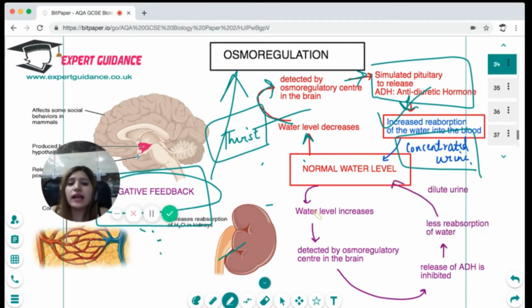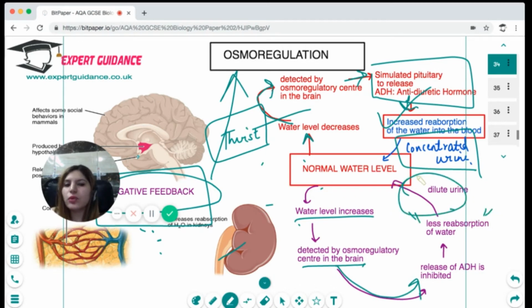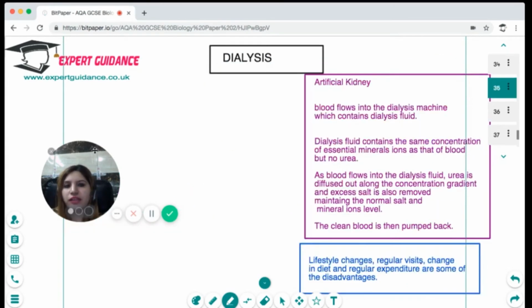On the other hand, when the water level increases, it is also detected by the osmoregulatory centers in the brain. The release of ADH in this case is inhibited by the negative feedback. So there is less reabsorption of water, and more dilute urine is passed. So you should know how this mechanism of osmoregulation works.